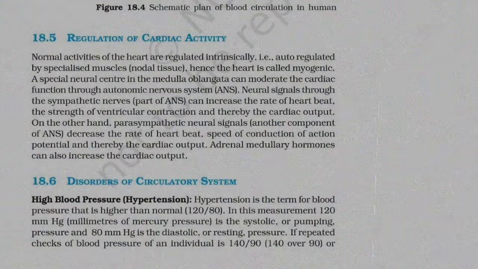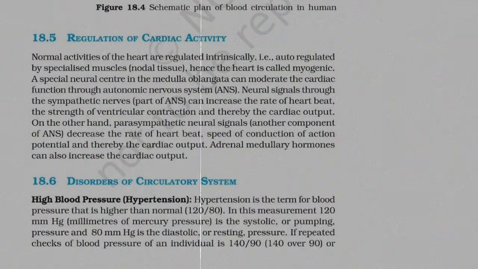18.6. Disorders of circulatory system. High blood pressure, hypertension. Hypertension is the term for blood pressure that is higher than normal, 120/80. In this measurement, 120 millimeters of mercury pressure is the systolic or pumping pressure, and 80 millimeters of mercury is the diastolic or resting pressure.